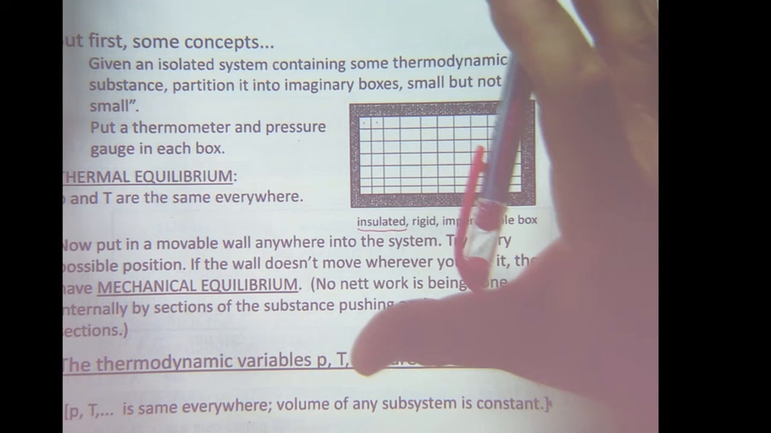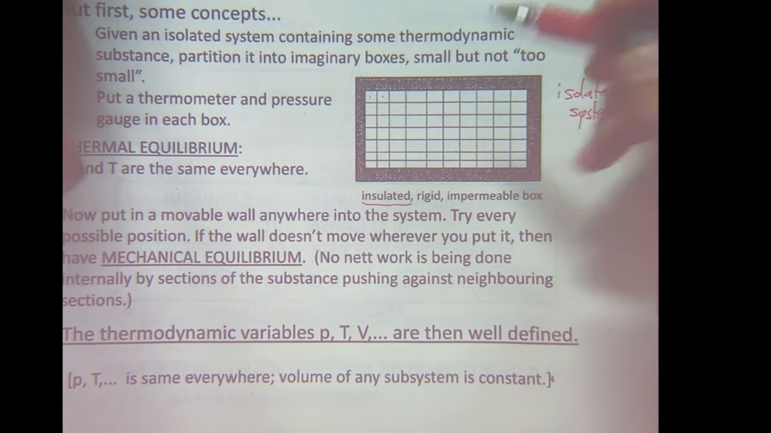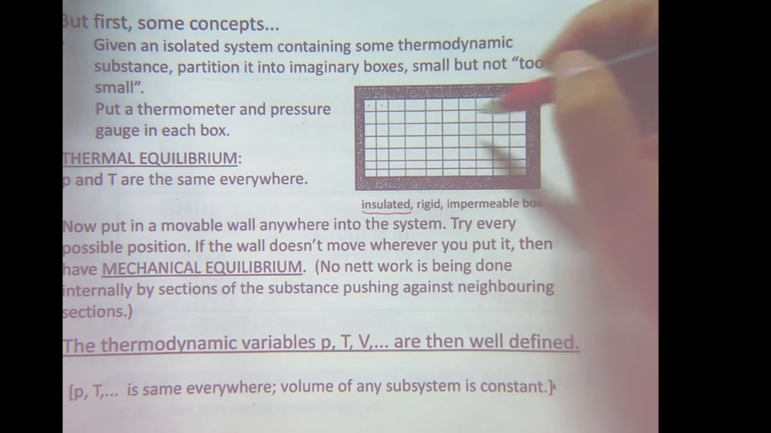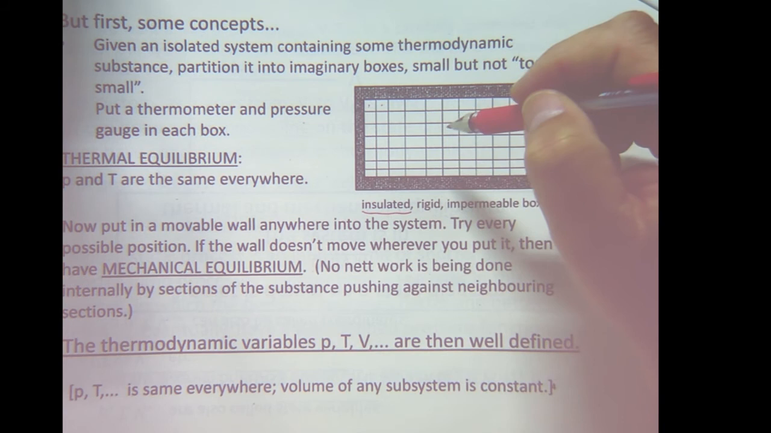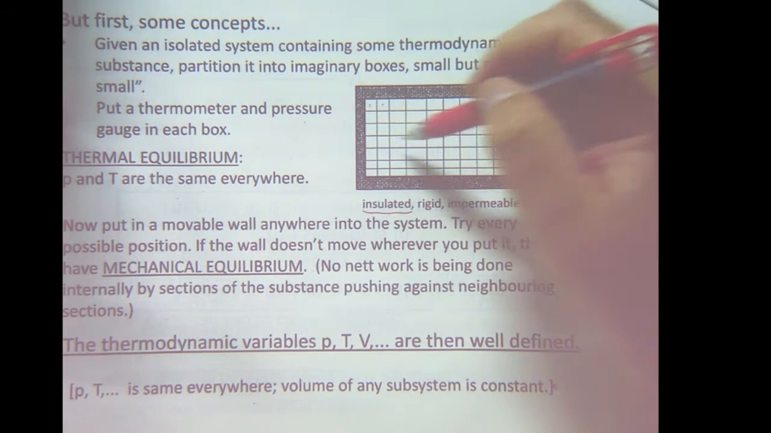What about mechanical equilibrium? Mechanical equilibrium means that not only is the temperature the same in every single one of these little boxes, but the pressure is the same. So if we put pressure gauges into all these little boxes, each pressure gauge would read the same thing.